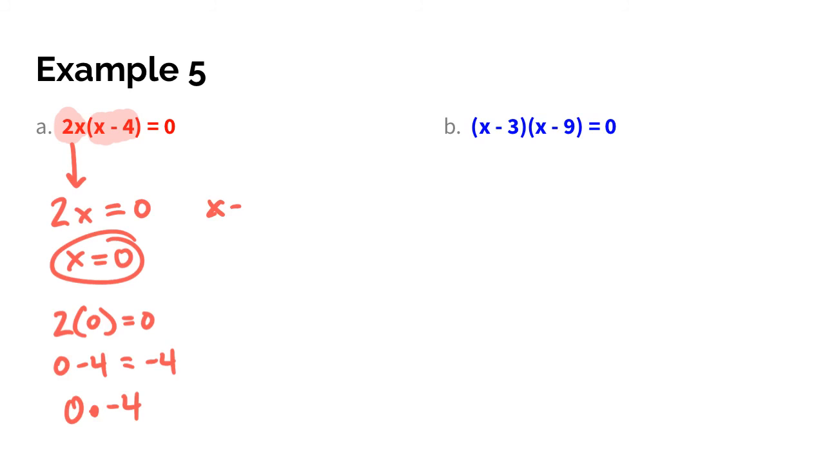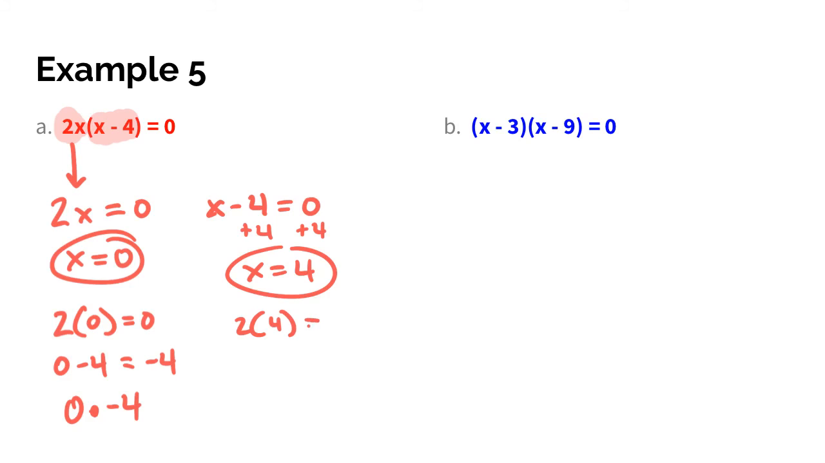But for the second term, if I think x minus 4 equals 0, what would make this term 0? Well, in this case, if I add 4 to both sides, I would get x equals 4. Now, 2 times 4 gives me 8, but when I look at the second part, 4 minus 4 gives me 0, and 8 times 0 also gives me 0. So in both these cases, 0 and 4 would end up making this equal to 0, which is what I'm trying to figure out.